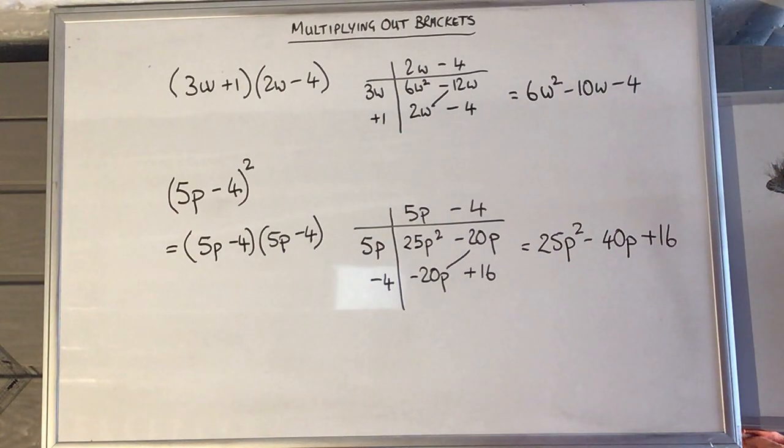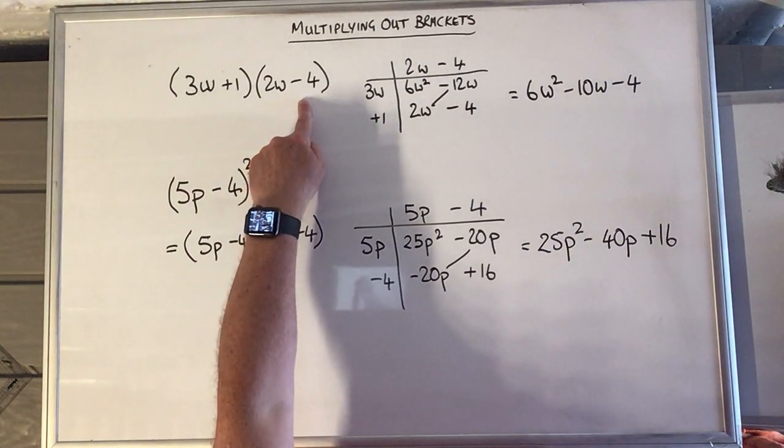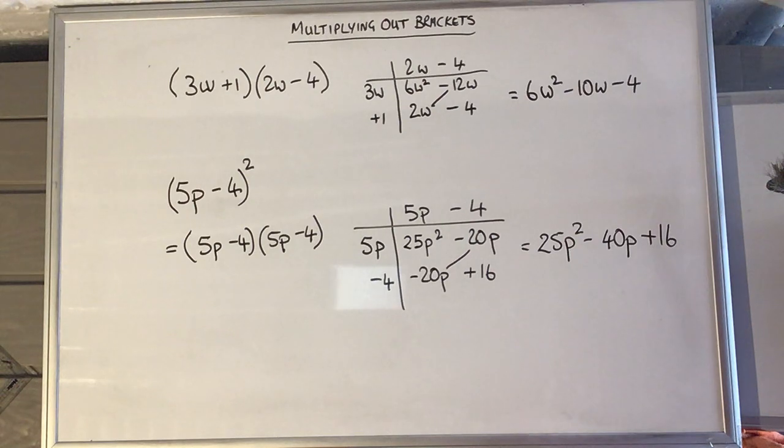The next video, there'll be two brackets again, but one of the brackets will have 3 terms in it. That is very, very common. That's the most common one. Comes up about 95% of the time at National 5, and we'll show you that in the next video.